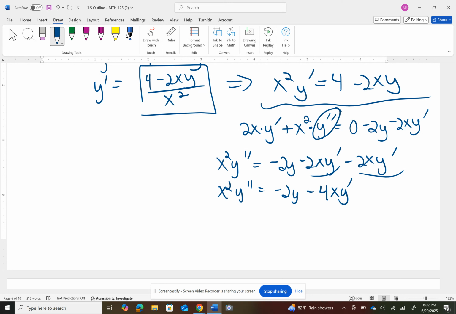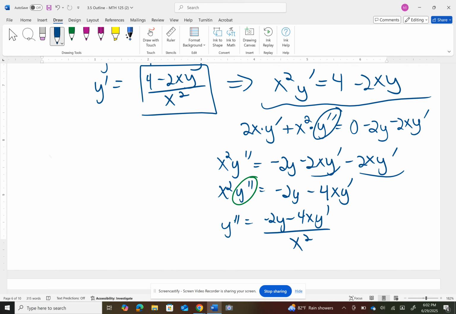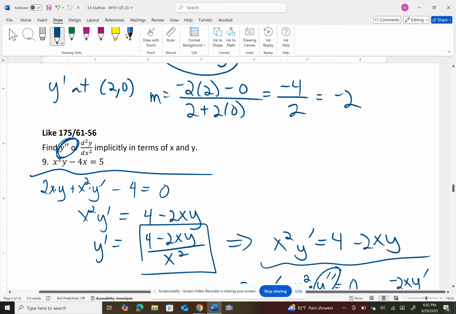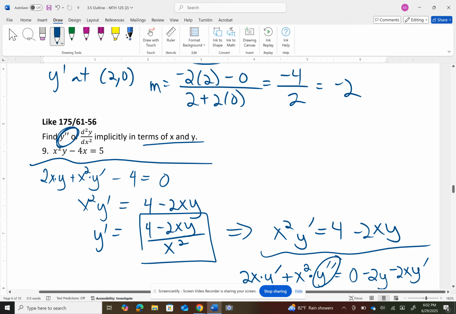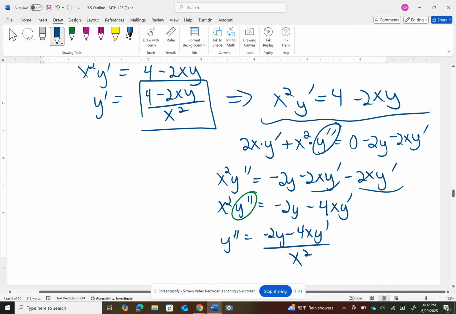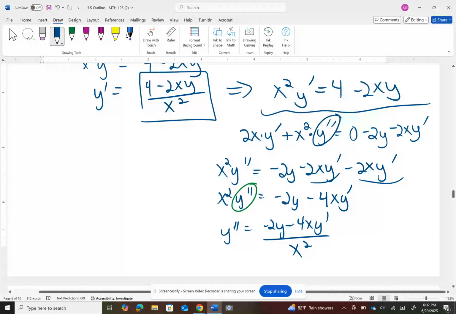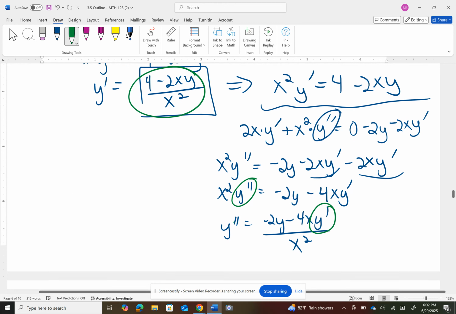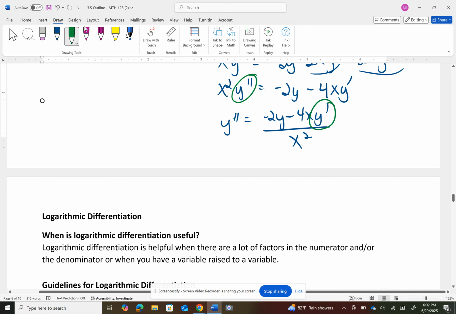All right, now I'm trying to get y double prime. So I'm going to divide by the x squared. You might think that's okay, but notice that the directions, they really said in terms of x and y. Like you're not even supposed to have a y prime in there. So what I'm going to do is right here where you see the y prime, I'm going to replace it with that.